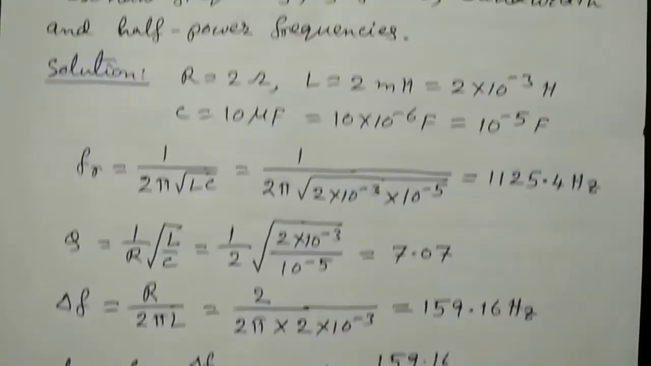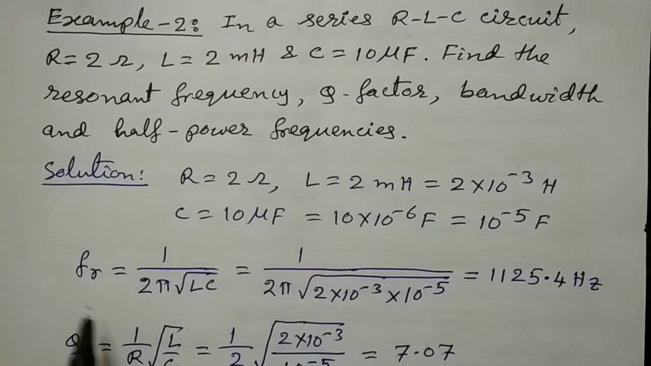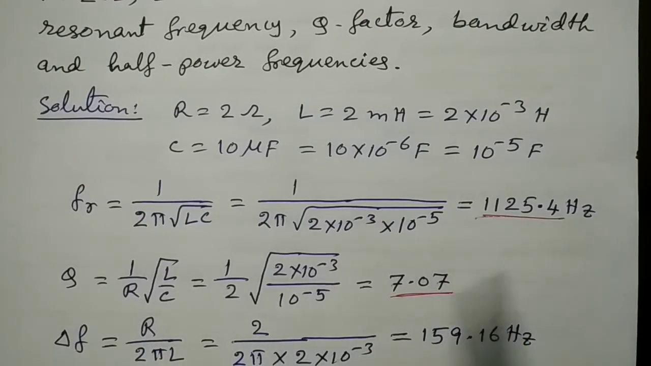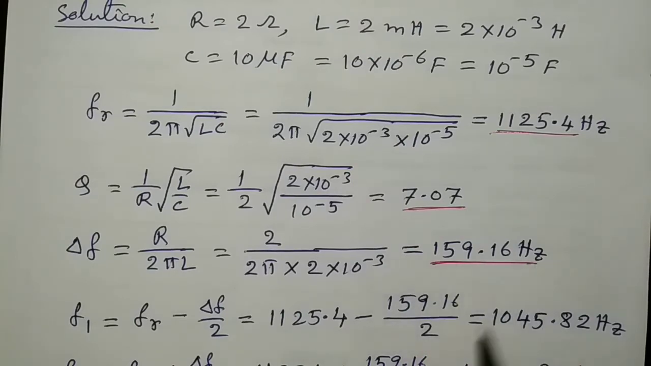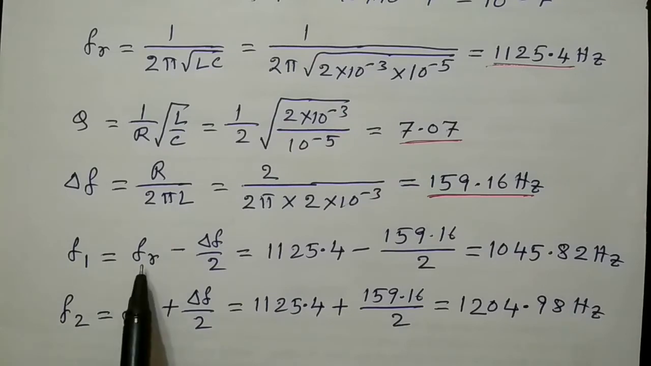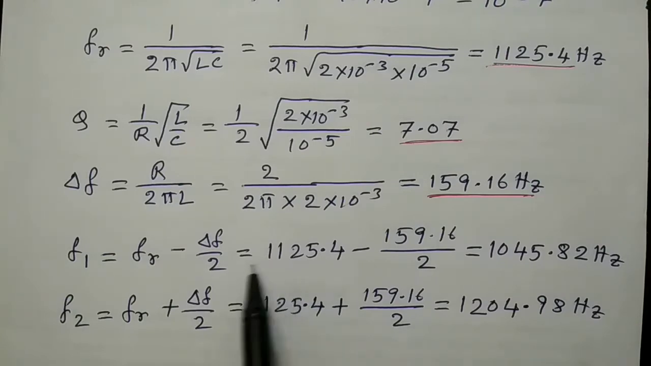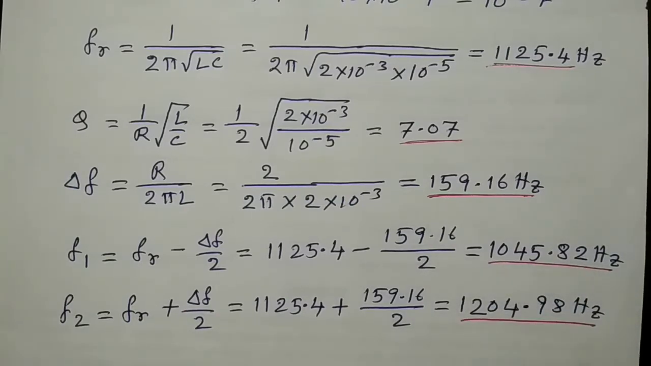Here in the questions, the values that you have to calculate, it is a totally formula based question. So for resonant frequency, we know the formula, we just put the values and we get the value. Quality factor, we also know the formula 1 upon R root L upon C, put the values, and this is the quality factor. The bandwidth is R upon 2 pi L, and we will get the value of the bandwidth. The half power frequencies in terms of the resonant frequency and the bandwidth are F1 equal to Fr minus del F by 2 and F2 equal to Fr plus del F by 2. If we put the values in the formula, we get the values of F1 and F2. So this is a complete solution.